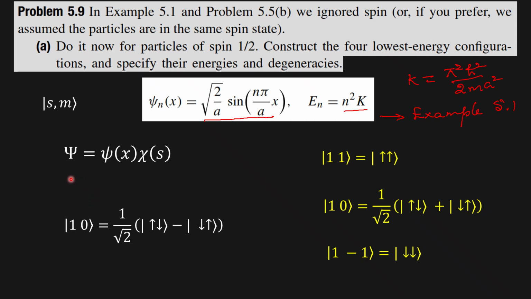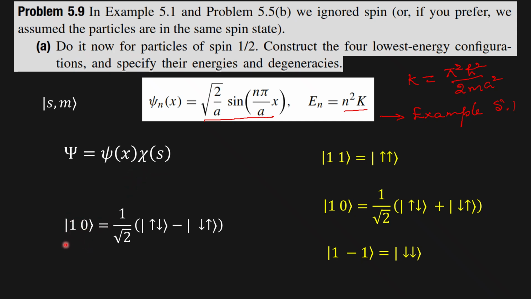For fermions, we know the total wave function is anti-symmetric. So either psi of x is symmetric and chi of s is anti-symmetric, or if psi of x is anti-symmetric, then naturally chi of s is symmetric. Any one of these is symmetric and the other is anti-symmetric. With this understanding, we will move further.